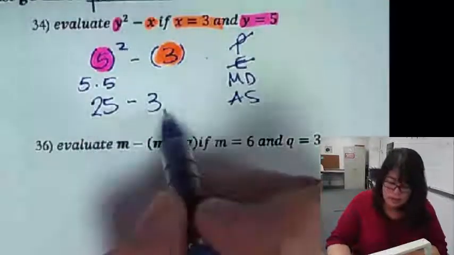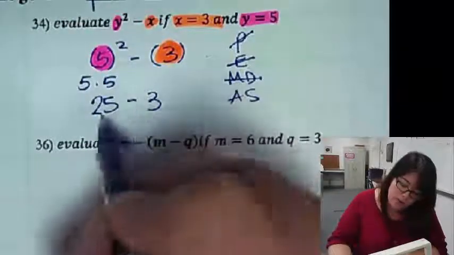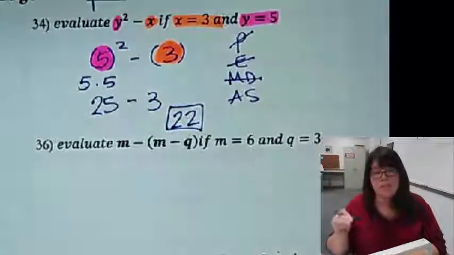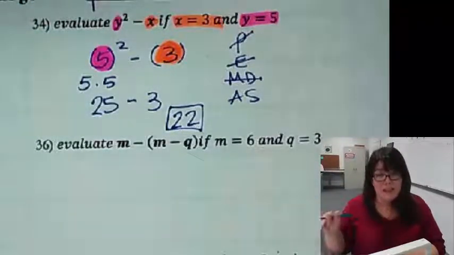Any multiplication or division? No. Addition and subtraction, 25 minus 3 is 22. And that is as simple as this problem can get. So it is fully simplified.